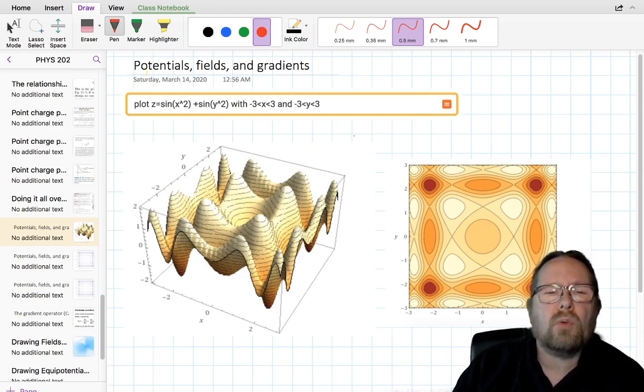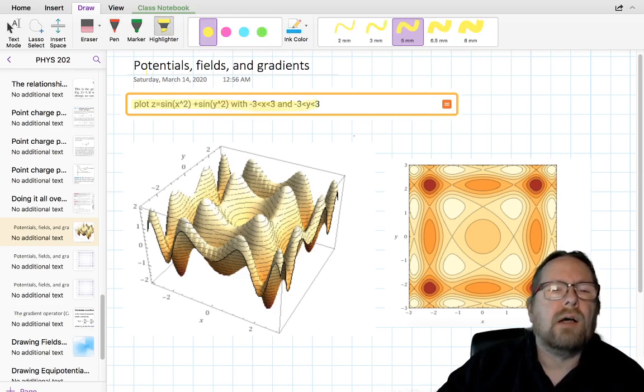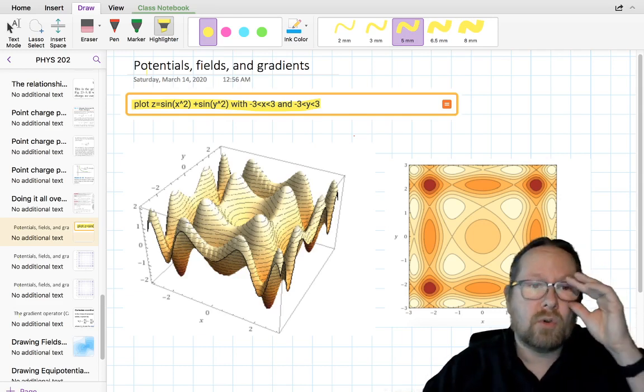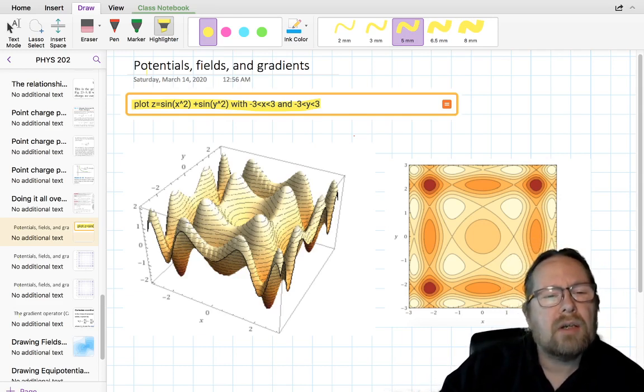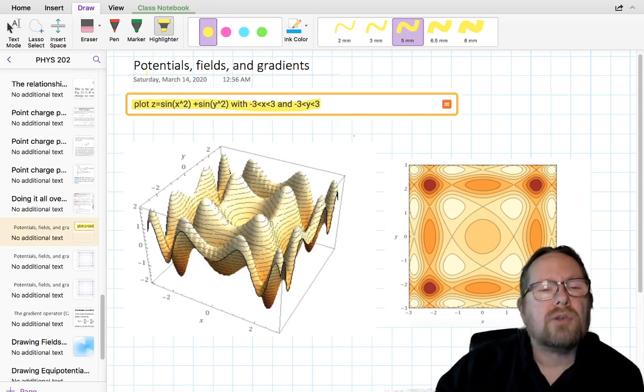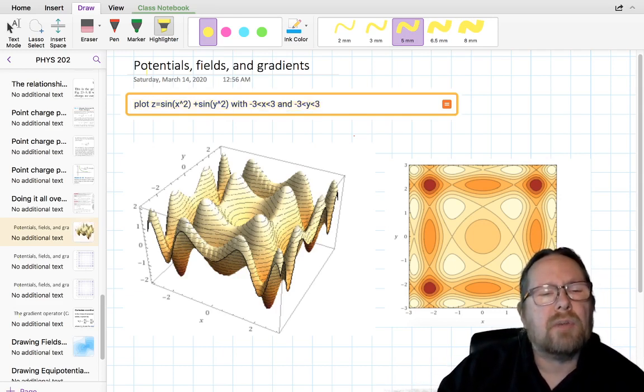I just went to Wolfram Alpha and picked a random function to graph, z equals sine of x squared plus sine y squared. So this is a function in three-dimensional Cartesian coordinates. The xy plane is down here, and the z coordinate is equal to the sine of the x coordinate plus the sine of the y coordinate squared. And what we see is a very complicated function in three dimensions with a bunch of peaks and valleys, like you might expect with a sine-based curve.